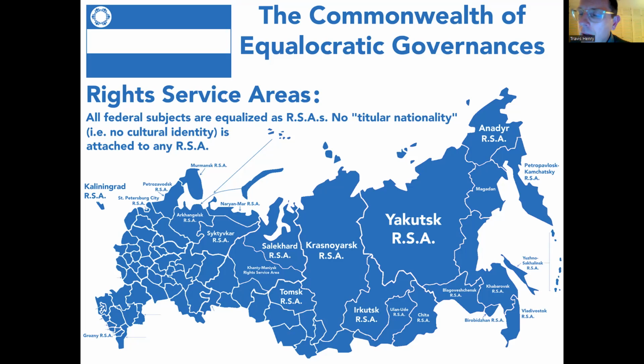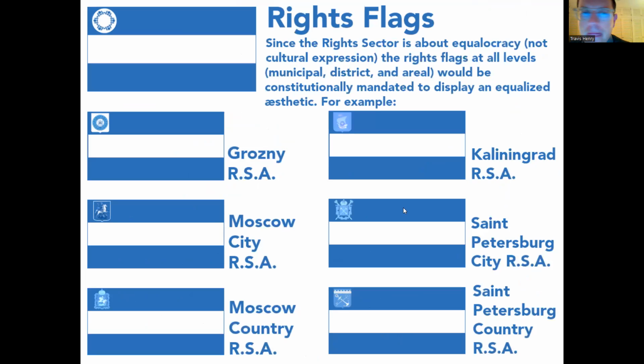But we're proposing that all of this be equalized, even in name, even in symbology. So it'd just be the Yakutsk RSA. And even the flags, the RSA flags, they'd be equalized, constitutionally required to display an equalized aesthetic with just the symbol of that political unit. So you see, instead of the Chechen Republic of Russia, ethnic republic, it's the Grozny RSA. It's simply named after the seat, the rights seat.